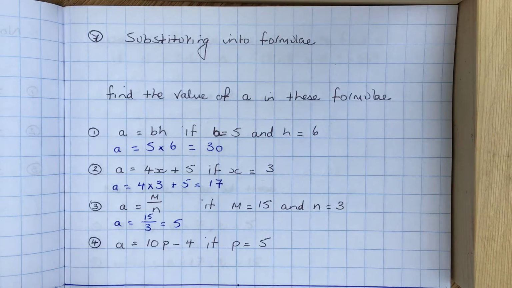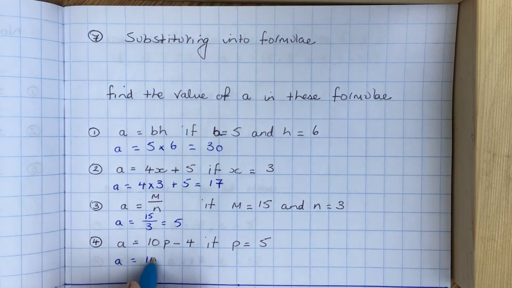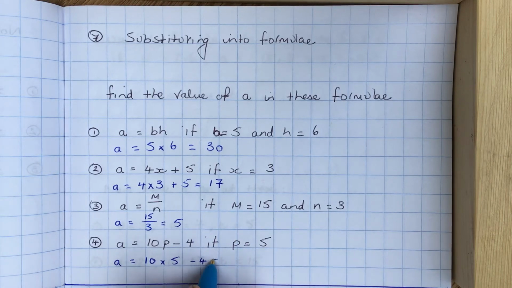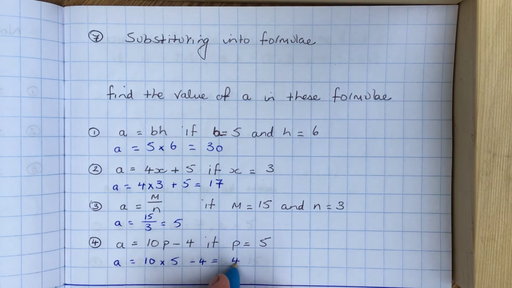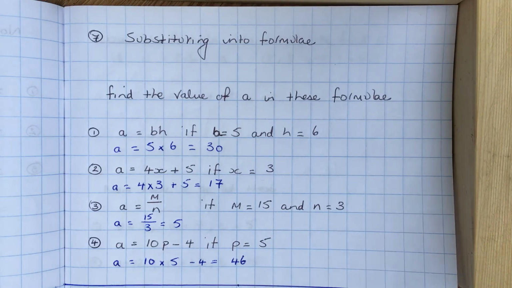Very similar to question number 2 is question number 4. So you've got A equals 10 times P, and we know P is 5 from the question here, take away 4. Again, using BIDMAS, 10 times 5 is 50, take away 4 is 46. So they're fairly straightforward ones. All you've got to do is have a look at what formula you're given, make sure you use BIDMAS, substitute in the numbers and work out the answer.